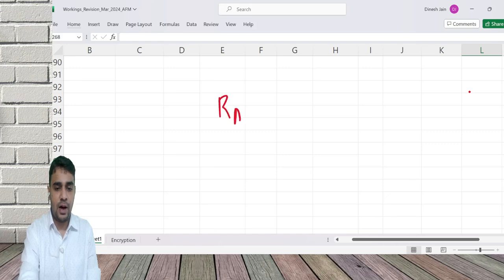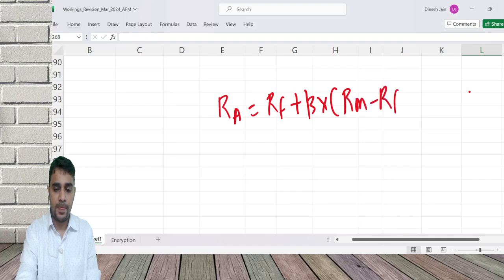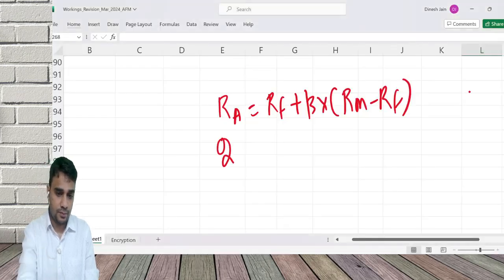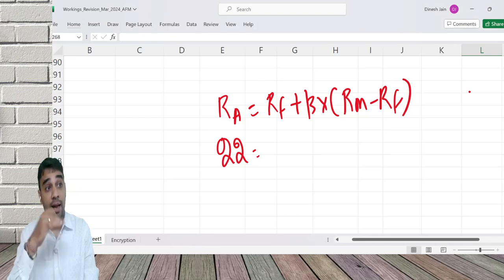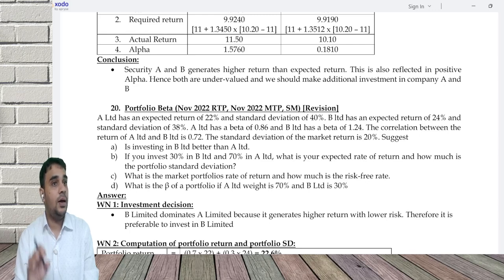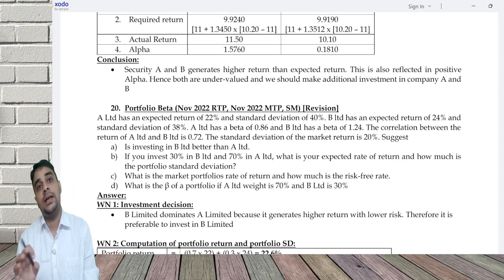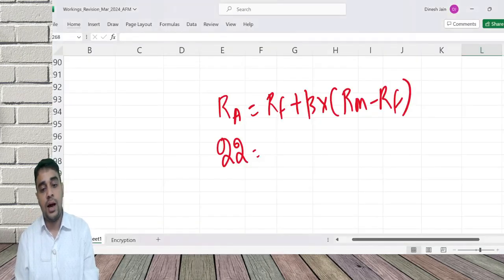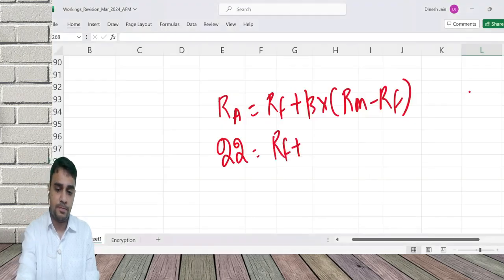Return of A is equal to RF plus beta into (RM minus RF). What is the return of A? Now, I'm indirectly assuming the CAPM return and the actual return are the same. This 22 is basically the actual return and 22 is also the CAPM required return. The assumption I'm indirectly making is that both shares are correctly valued. What is the RF? That is what we are calculating. Beta is how much?